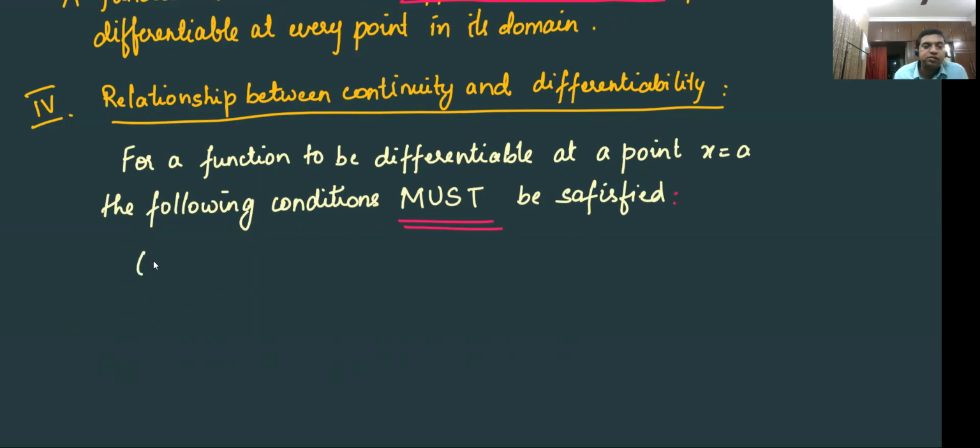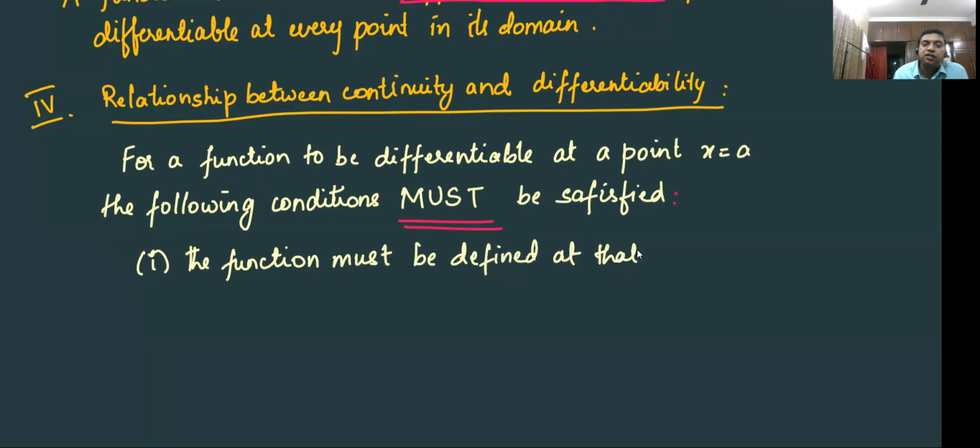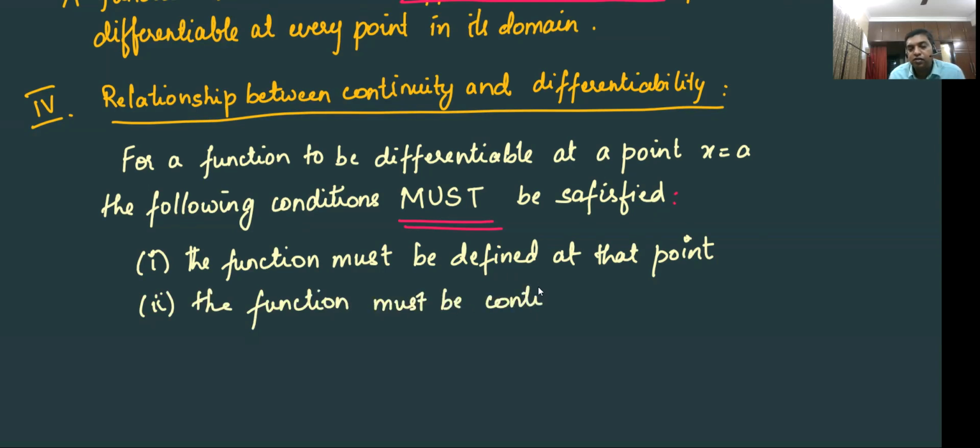One, the function must be defined at that point. If it is not even defined, there is no point in discussing differentiability at that point. Second, the function must be continuous at that point. That means there should not be any break in the graph. The function must be continuous at that point.